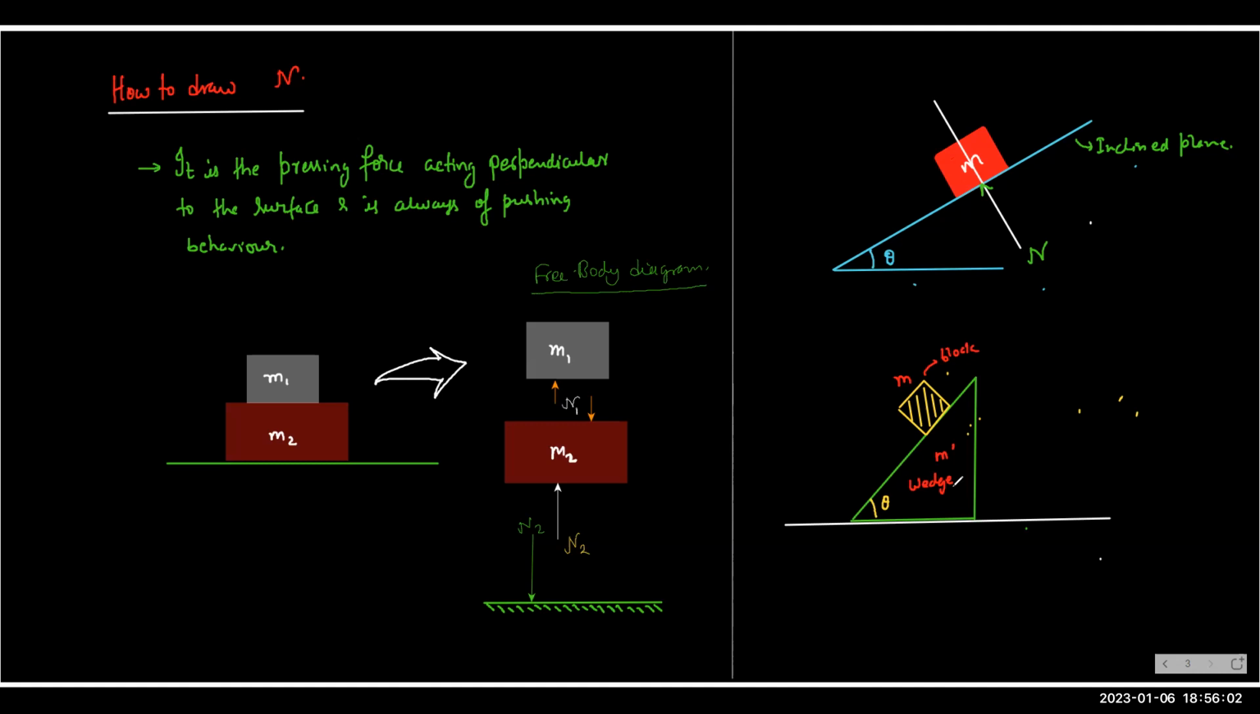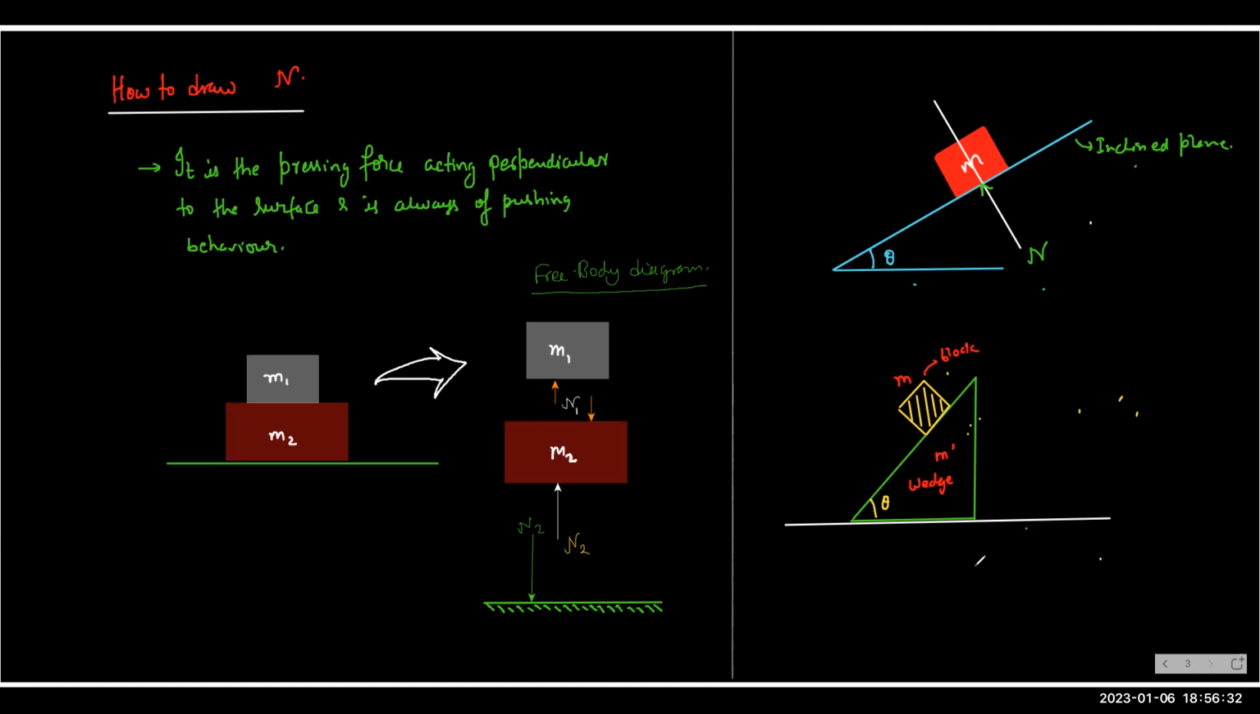Okay, so that's the correct diagram, Siddhant. But the thing is, if you draw this way, then, so where is the normal for the block, Rugved? You haven't drawn the normal for the block.